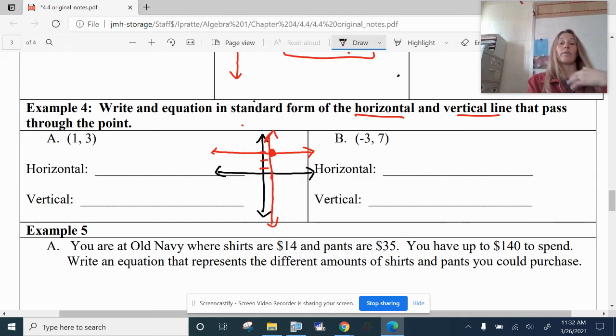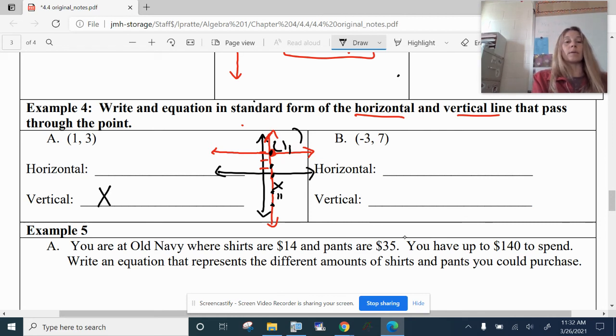Now, we just talked about vertical lines. They always have the equation x equals a number. Well, what is that x value on all of the points on this line? They all are going to have this x value of 1. So the vertical line is going to have to be x equals 1.